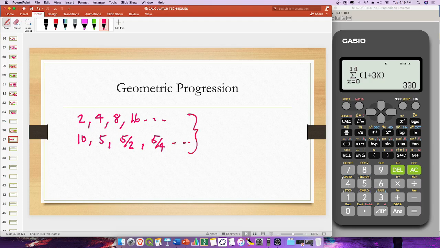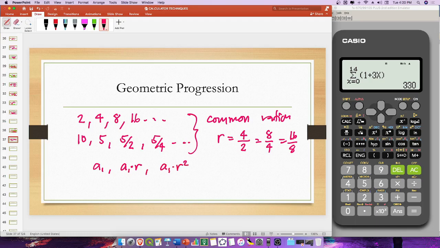A geometric progression is characterized by its common ratio. What is this common ratio? The common ratio is denoted by r, which is equivalent to the next term over the previous term. So 4 over 2, which is equal to 8 over 4, which is equal to 16 over 8. That's how you solve for the common ratio. So the geometric progression can be a1, that's the first term, then a1 times r, that's the second term, a1 times r squared, that's the third term, and a1 times r cubed, that's the fourth term. Let's label these as first term, second term, third term, and fourth term.